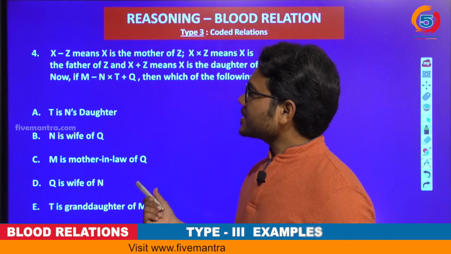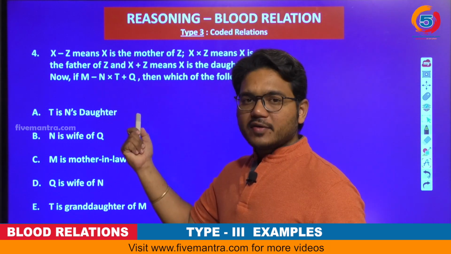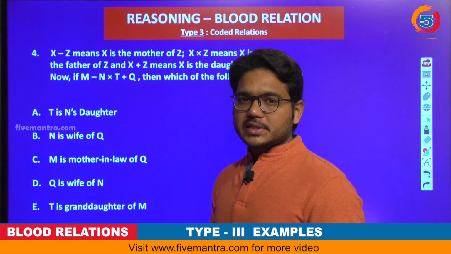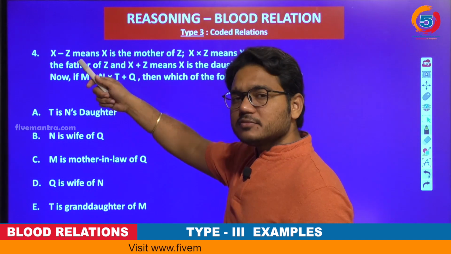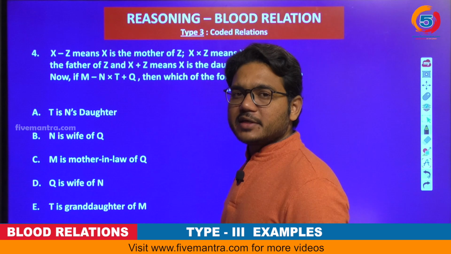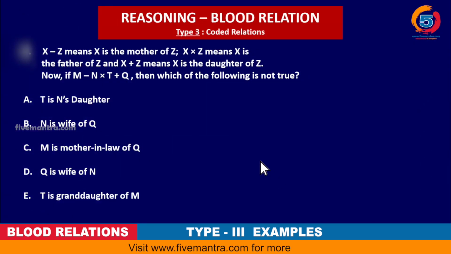So this is our next example, fourth one. So what we do? Initially identify the codes for the relations. Let us check. First read out the problem, then identify the relations and their codes. So what are the codes given?